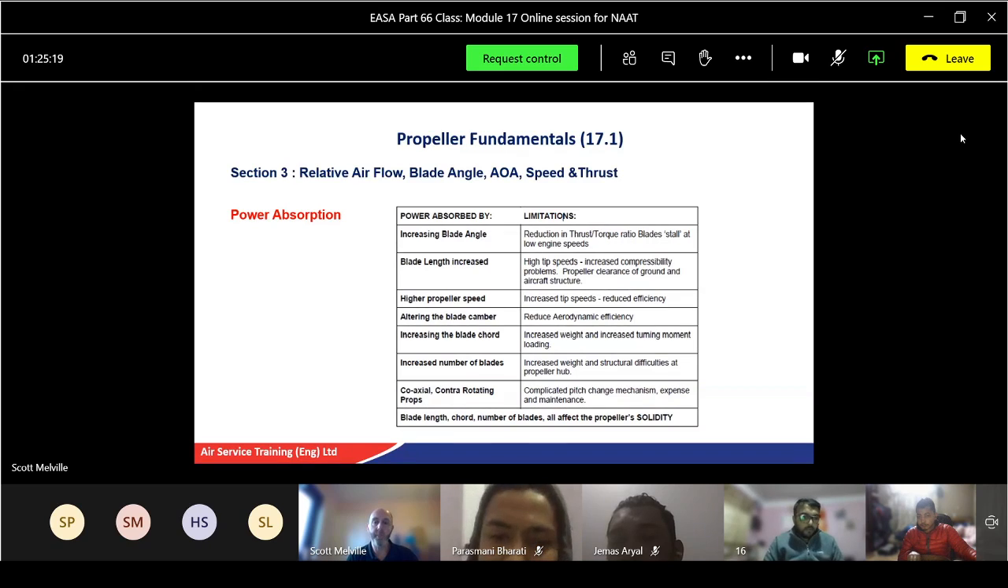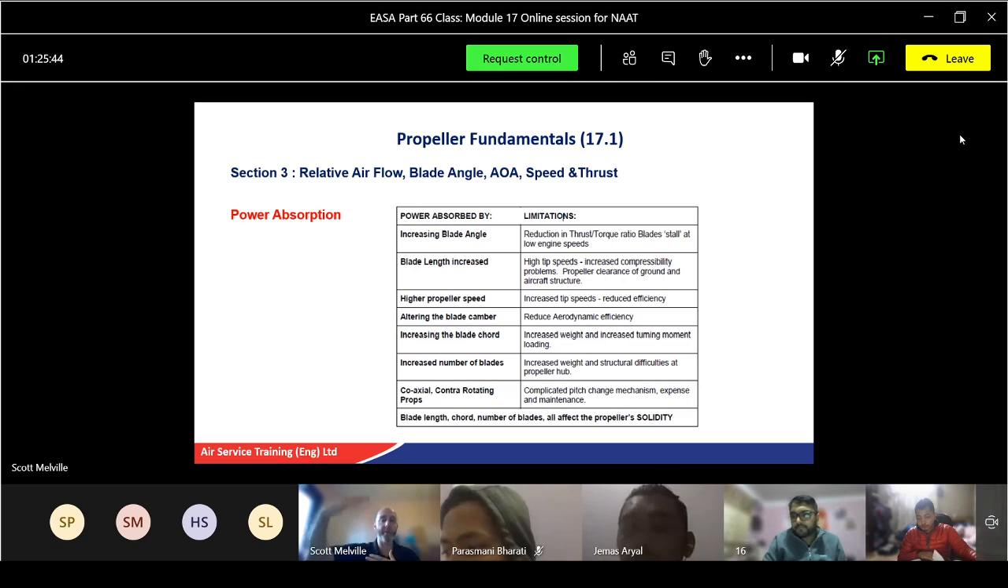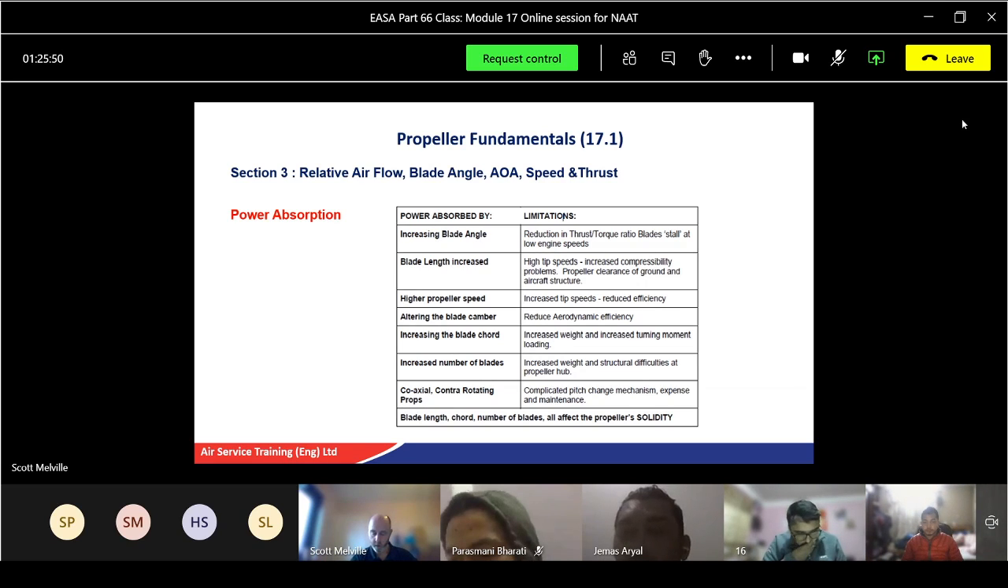What would happen if I increase the speed of the engine, but not the forward speed? Angle of attack will increase. Yeah, angle of attack will increase. It's going to try and escape away from the relative airflow. Good. That's fine there.